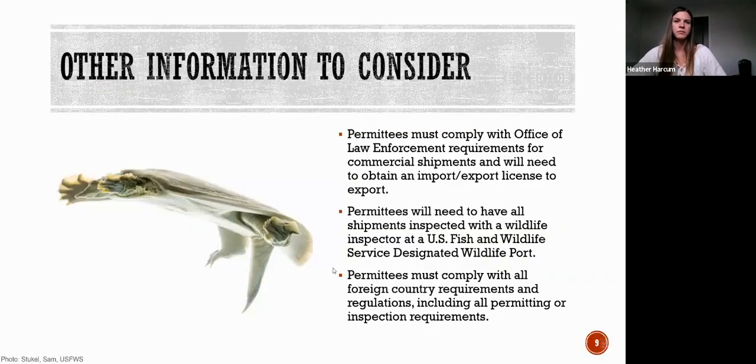Actually, I just wanted to throw out this slide as additional information to consider in addition to the Division of Management Authority's legal acquisition findings, that the permittee also has to comply with the Office of Law Enforcement requirements for commercial shipments. If this is commercial, that permittee will need an import-export license with the U.S. Fish and Wildlife Service's Office of Law Enforcement, and the permittees will have to make sure that all of their shipments are inspected with the Office of Law Enforcement at a service-designated wildlife port.